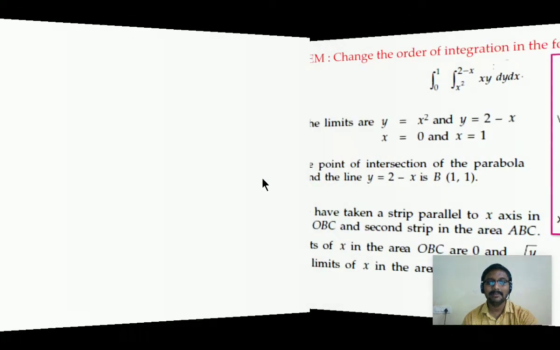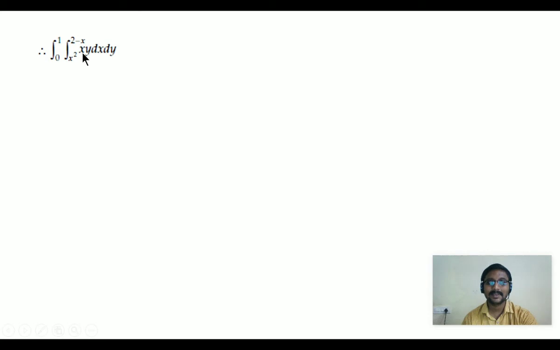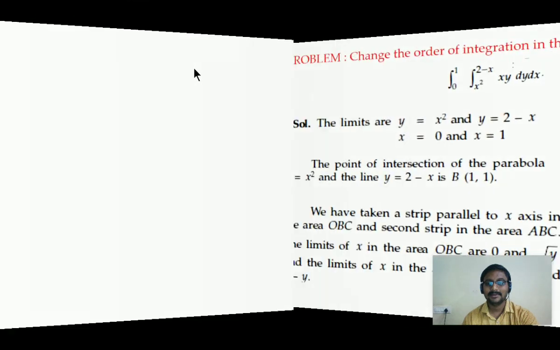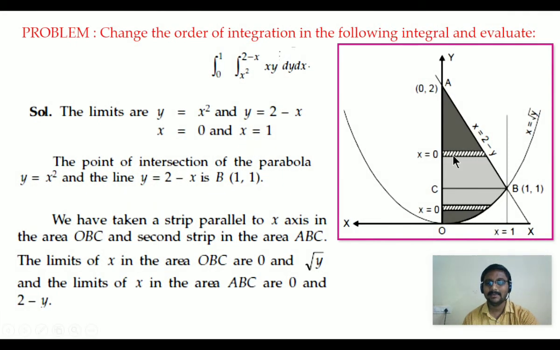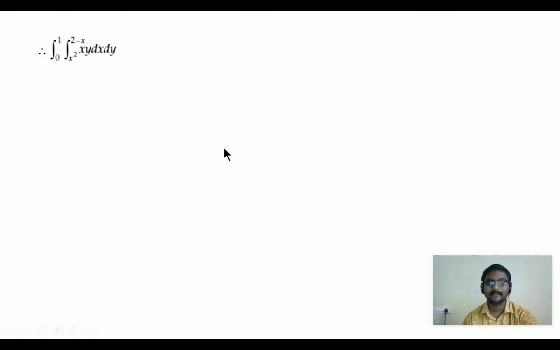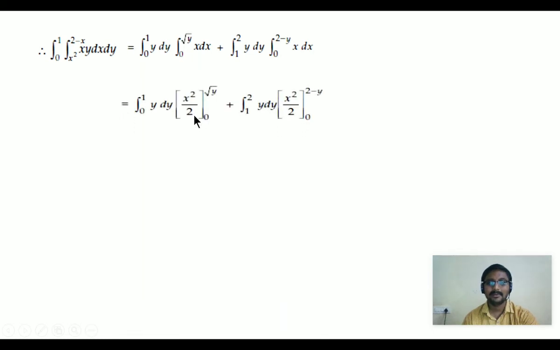Now using the new limits, the given sum becomes the new sum. By changing the order of integration, that is dx dy, the double integral is split with respect to the OBC region and the ABC region. The given double integration is split using the new limits. Now applying integration with respect to x and then y, the problem is easily evaluated.